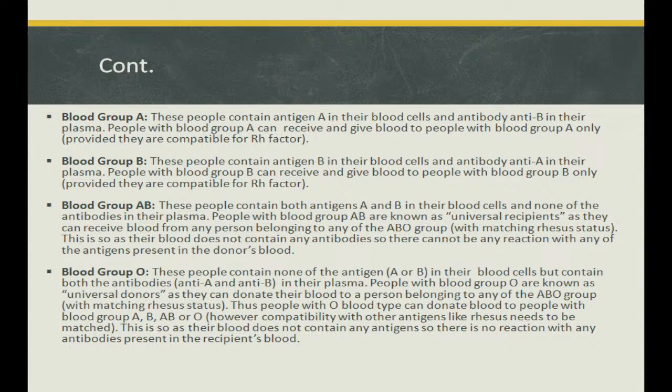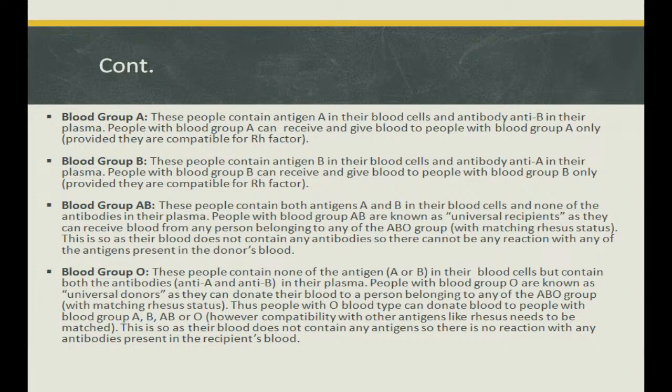Blood group B. These people contain antigen B in their blood cells and, opposite, the antibody anti-A in their plasma. People with blood group B can receive and give blood to people with blood group B only, provided they are compatible for rhesus factor. Blood group AB. These people contain both antigens A and B in their blood cells and none of the antibodies in their plasma. People with blood group AB are known as universal recipients, as they can receive blood from any person belonging to any of the ABO groups with matching rhesus status, of course.